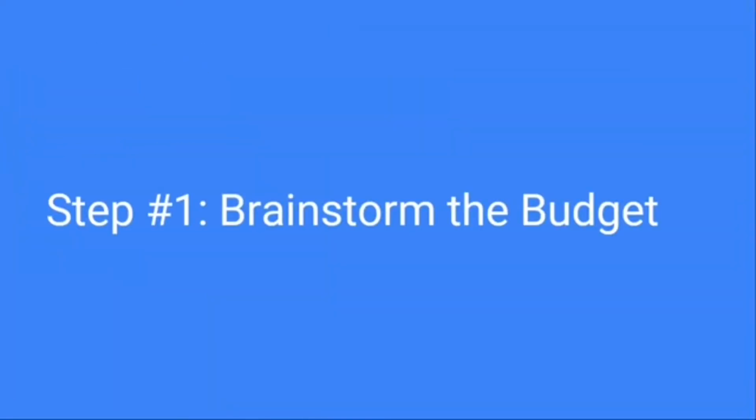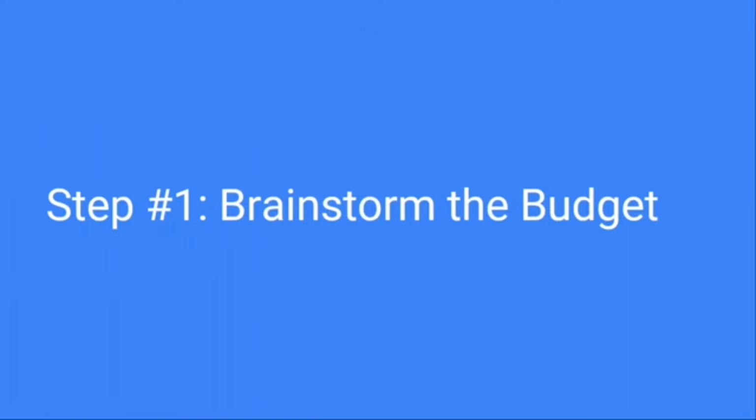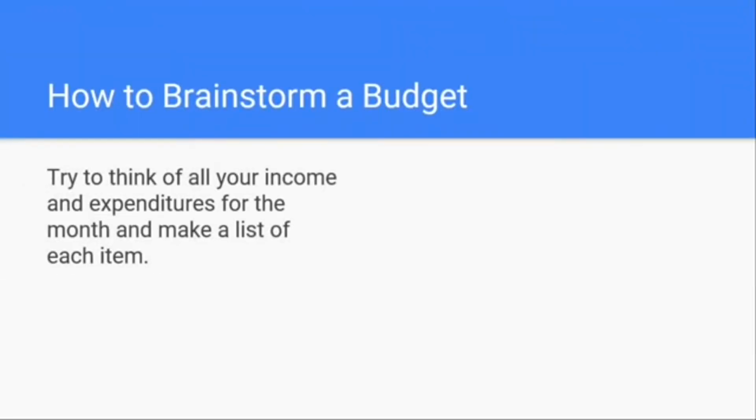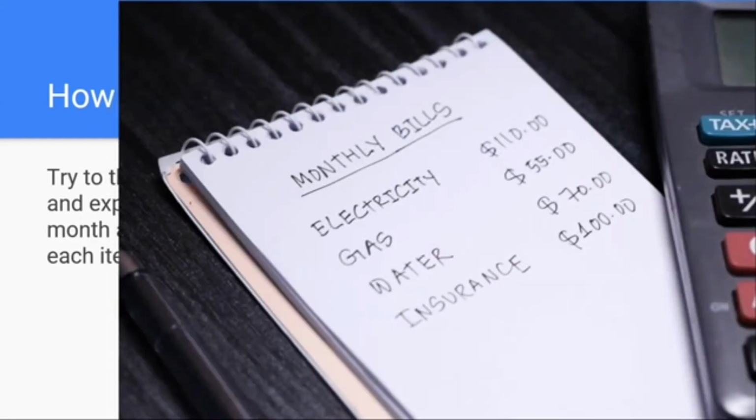Now we need to start brainstorming the budget. This can be daunting for most people. What do I write down? How much am I spending? The first thing you need to think about is all your income and all your expenditures for the month, and make a list of each item. Try something like this: monthly bills, electricity, $110, gas, $55. Just get your stuff together and start getting organized.